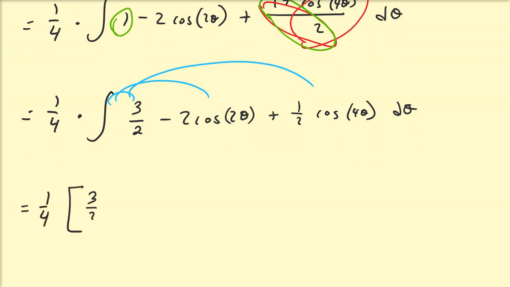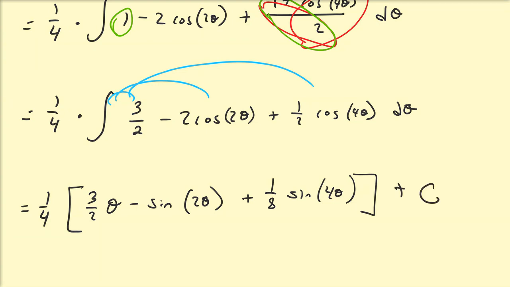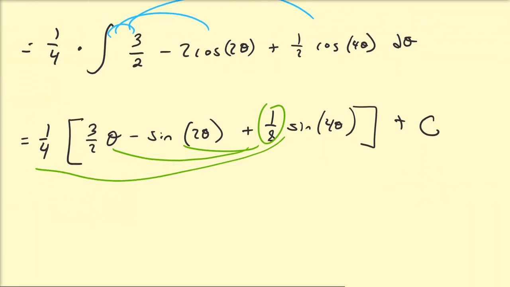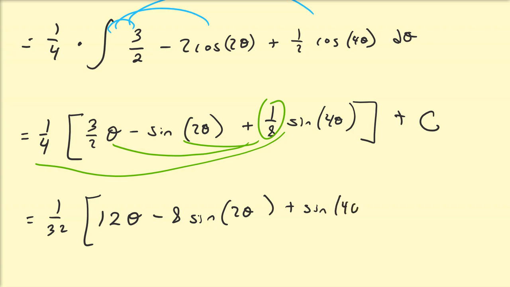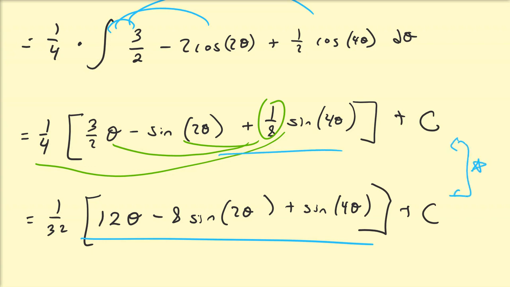So this is going to be equal to 3/2 theta minus, so the 2 and the 2 are going to cancel. That's going to leave me with sine of 2 theta plus 1/8 sine of 4 theta. Plus some arbitrary constant c. I can factor out a 1/8 if you don't really like fractions inside of this. So if I factor out a 1/8, this is going to give me 1/32 times 12 theta minus 8 sine of 2 theta plus sine 4 theta plus c. But I think either one of these answers would be accepted by a reasonable professor.